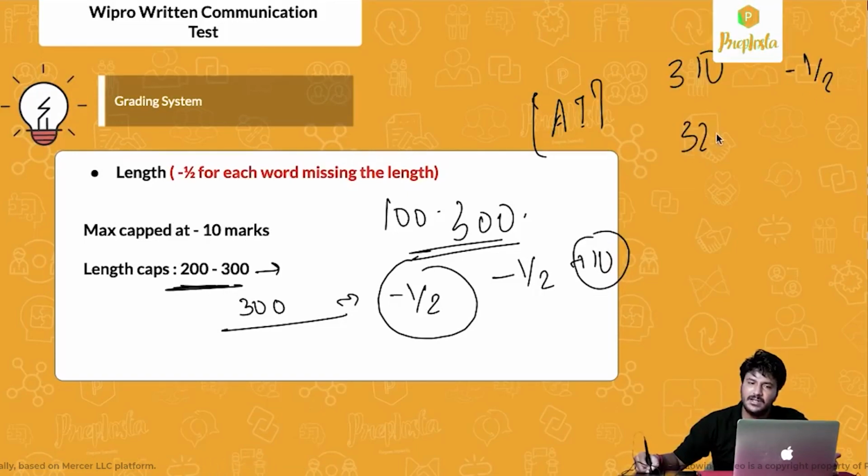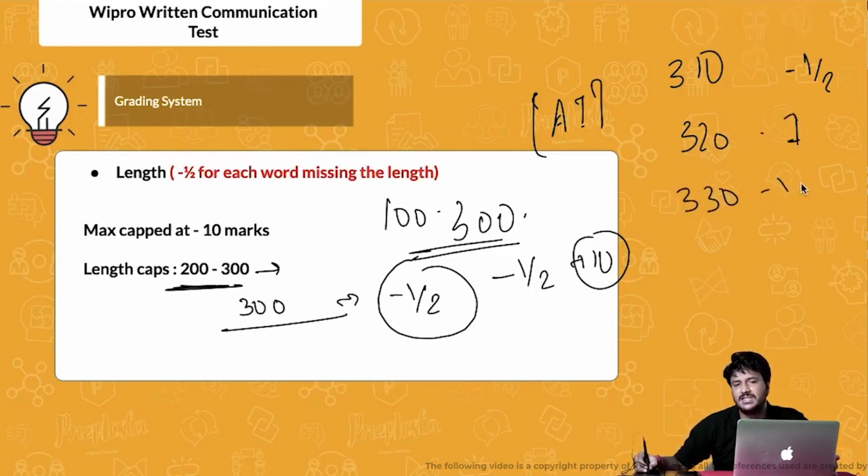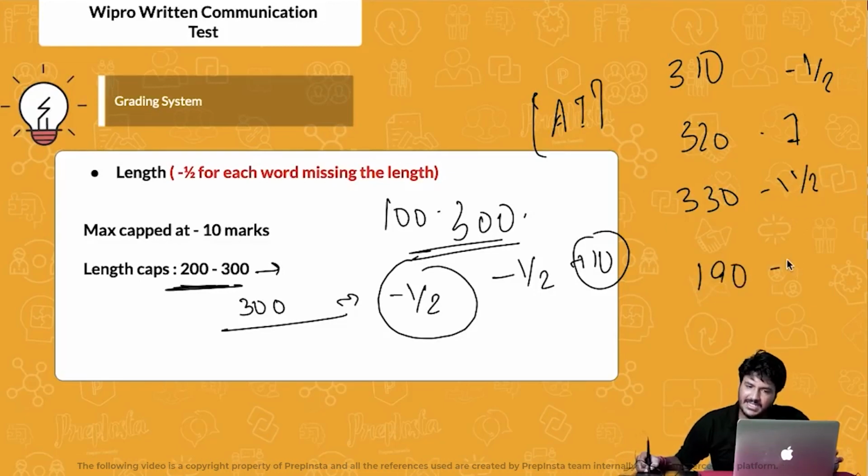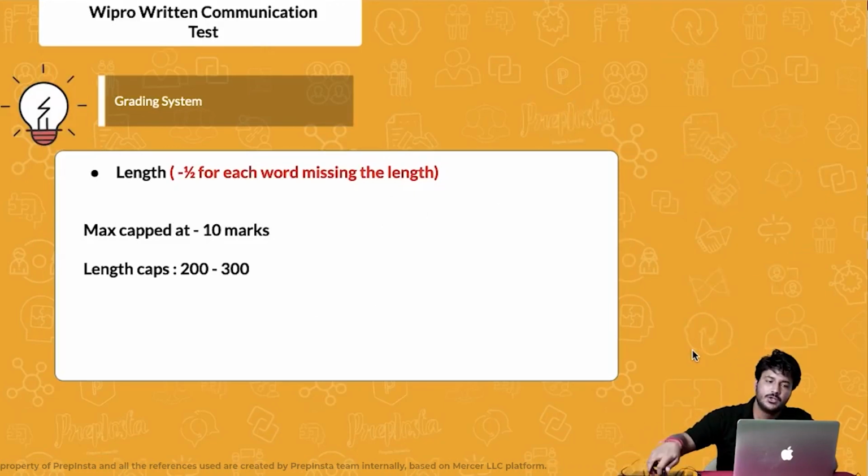If you write 320 words, minus 1. If you write 330 words, maybe 1.5 marks minus is given to you. Same for the lower side. If you write 190, minus 1 by 2. If you write 180, in that case minus 1, so on and so forth. So the length cap is at 200 and 300.